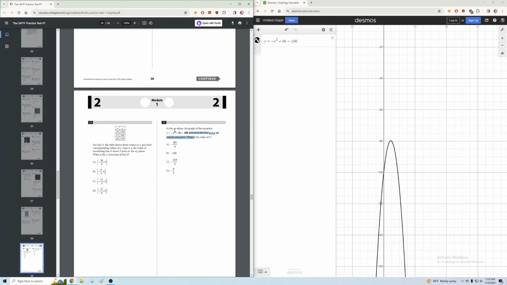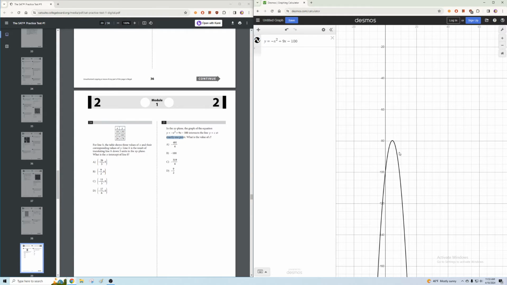Okay, so you do need to understand what a quadratic does. If we want to intersect a quadratic at exactly one point, this is going to be at its vertex. It's nice that Desmos grays the points of interest here, so you don't have to do any extra work.